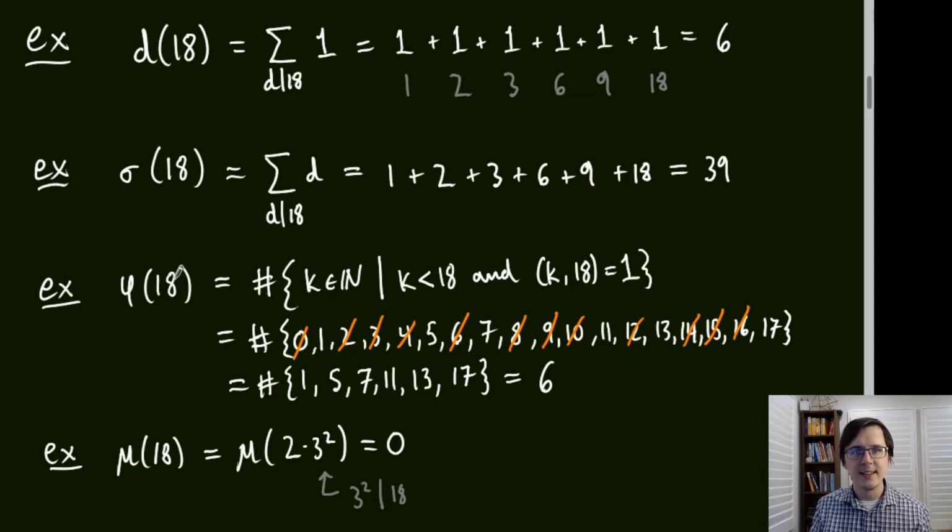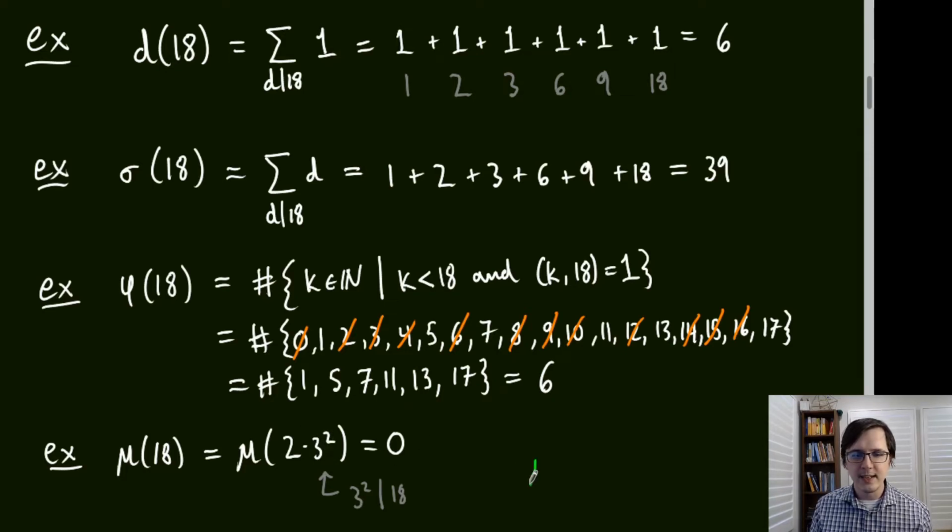Phi of 18, so the number of multiplicatively invertible numbers mod 18. One way to calculate it is by brute force. It's the cardinality of the set, so I wrote out all the numbers 0 through 17 and crossed off all the ones that don't have a multiplicative inverse, leaving these 6 numbers. So this one happens to be 6 too, but that's just a coincidence. These aren't always equal. Then mu of 18, well, there's a 3 squared in there, so it's 0.